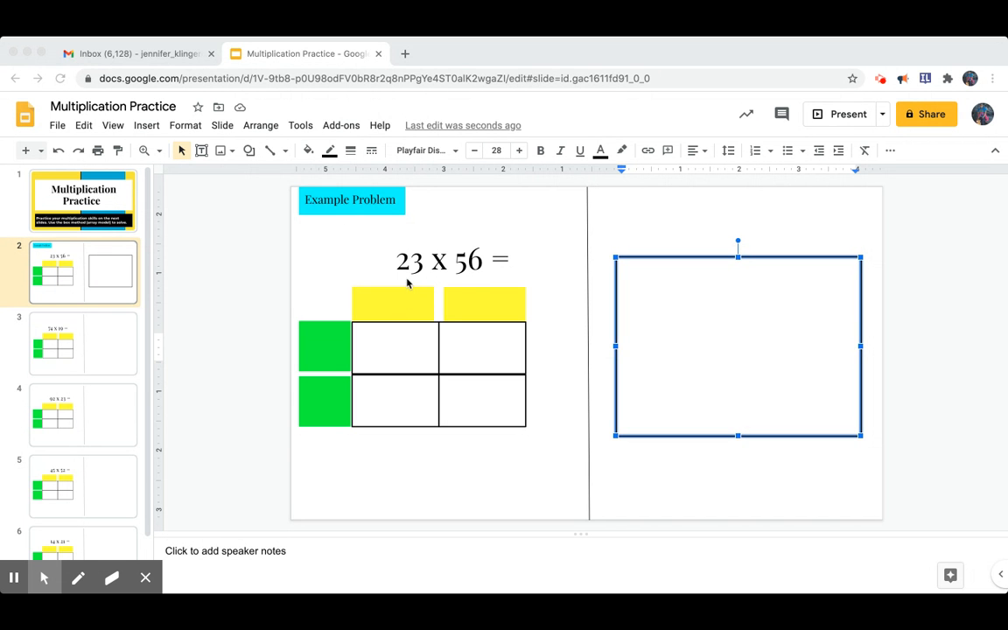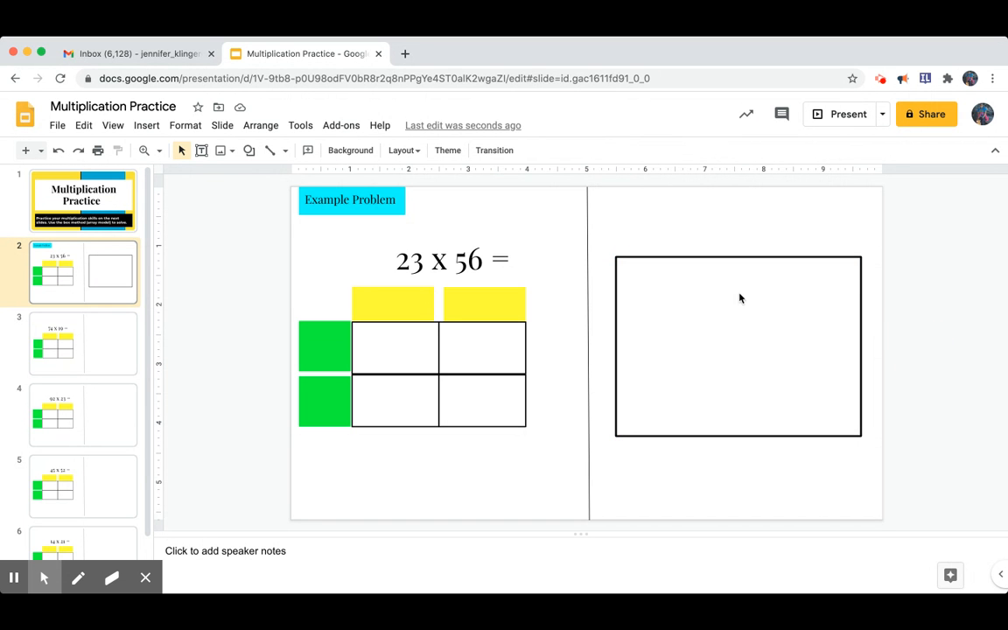So as you can see, you have your multiplication problem. You have your box already laid out for you. And then you're going to have another box that's over here, and this is where you're going to put your answer. And I'm going to show you how to do that in just a second.